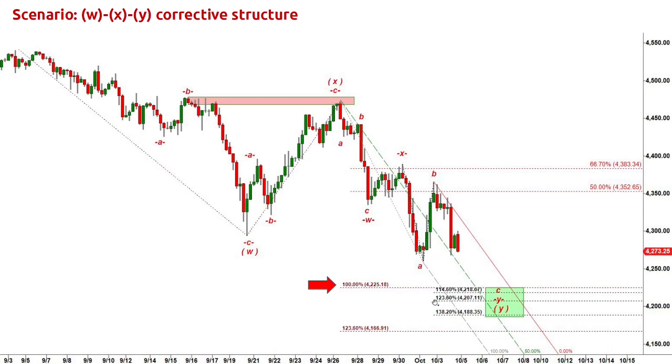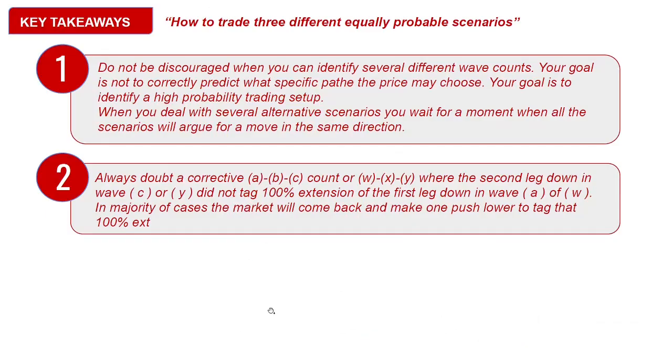And we would normally look at 123.6% extension, 138.2% extension, and sometimes it bottoms at 114.60. And again, we pay close attention to that 100% extension of the first leg down and 123.6% extension of the first leg down. And I want to remind you the second takeaway from that lesson. Always doubt a corrective ABC count or WXY count, where the second leg down in wave C or Y did not tag 100% extension of the first leg down in wave A or W.